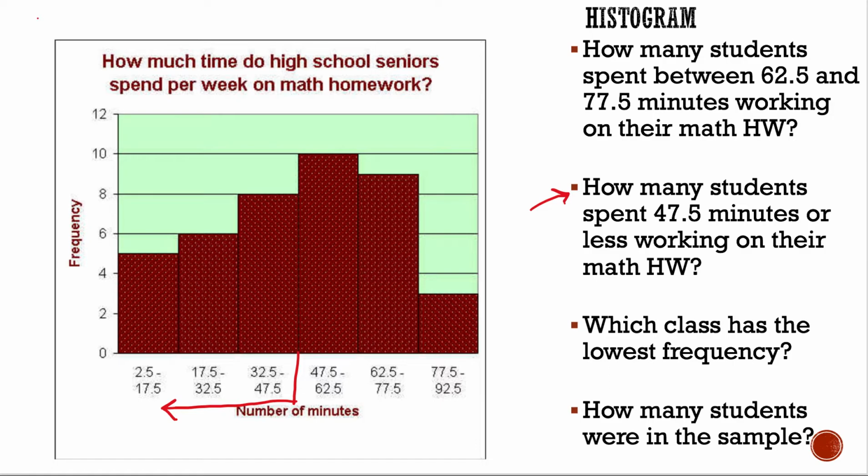All right, and so I'm looking at this bar, which has a height of 5, and this bar, which has a height of 6, and this one has a height of 8. I would add those 3 together to give me a total of 19. So definitely review those questions for a histogram.